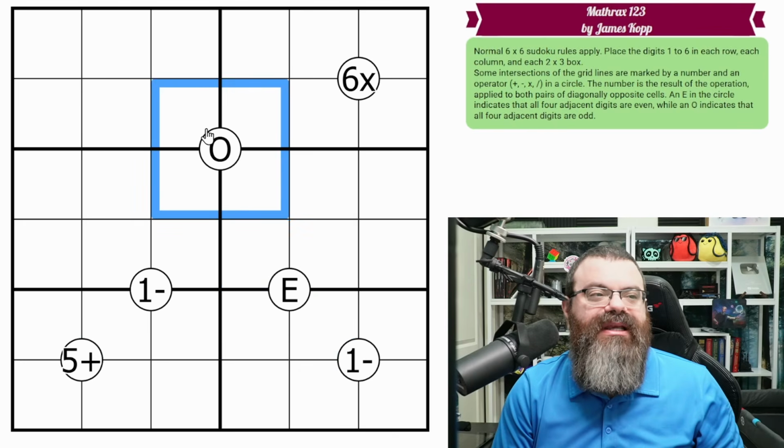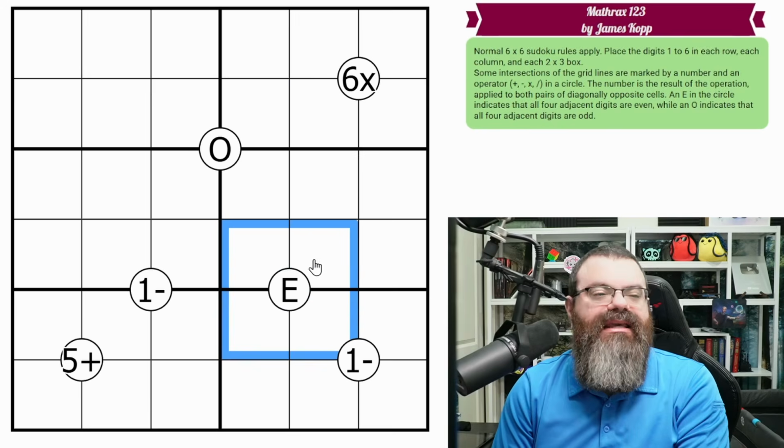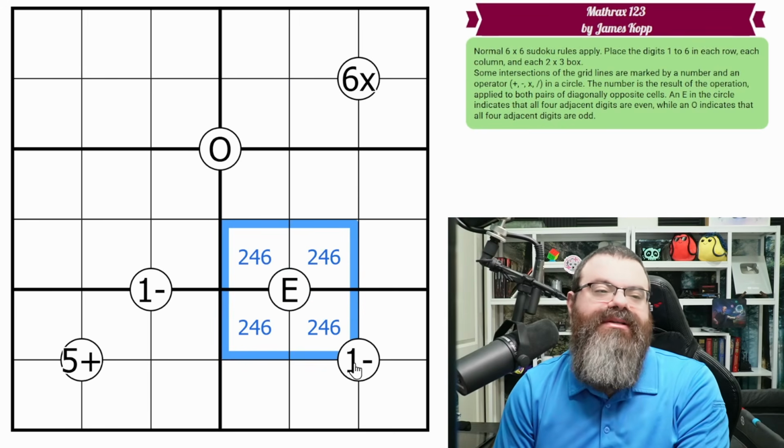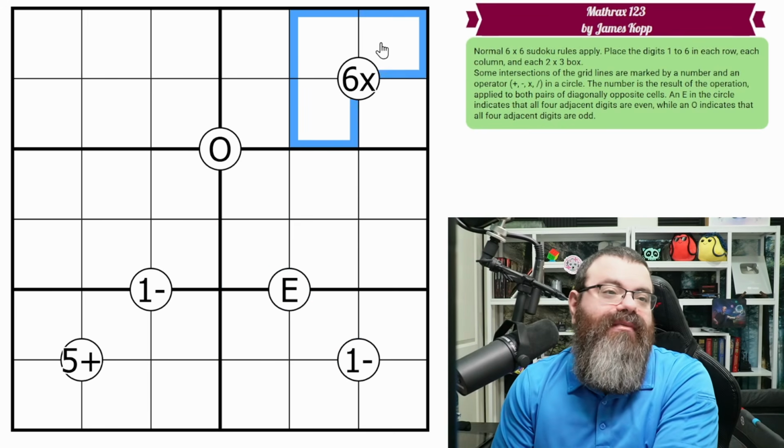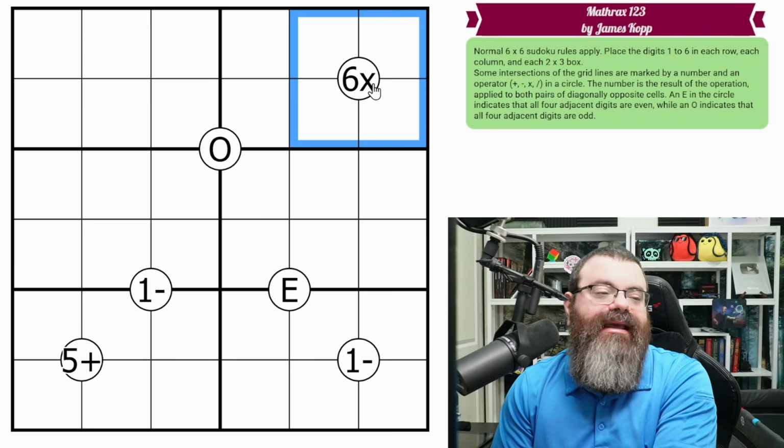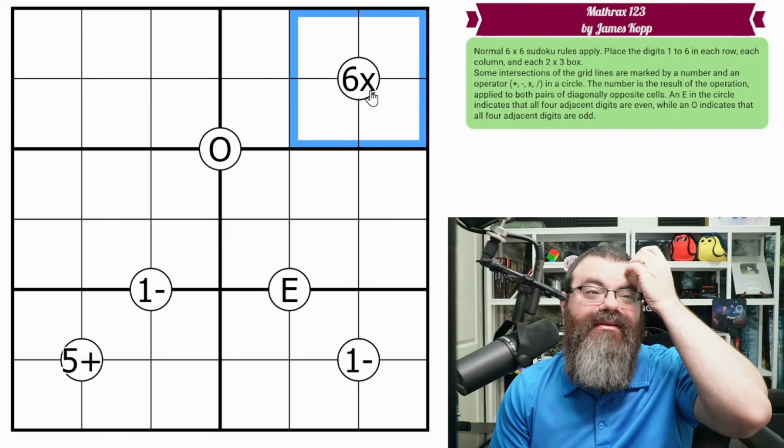The O just means that those 4 cells are odd, so from 1, 3, 5. The E just means these cells are even, from 2, 4, 6. Now, in addition to that, we also have ones where there's a number and a mathematical symbol.